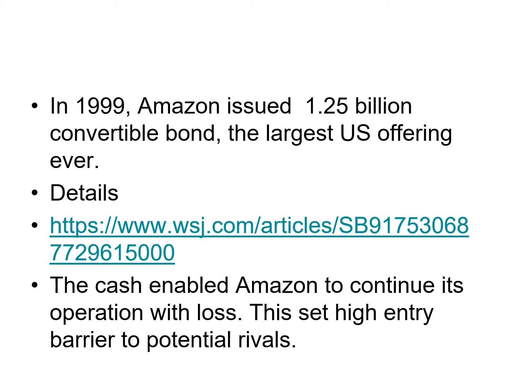In 1999, Amazon issued a $1.25 billion convertible bond, the largest U.S. offering ever. The details can be found in a Wall Street Journal article. The cash enabled Amazon to continue its operation with loss. This set a high entry barrier to potential rivals.